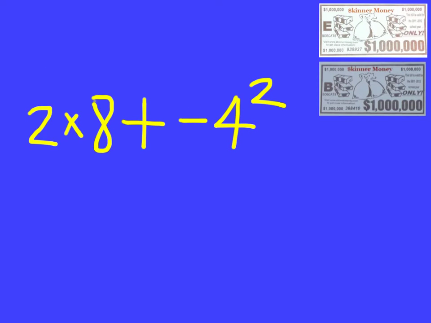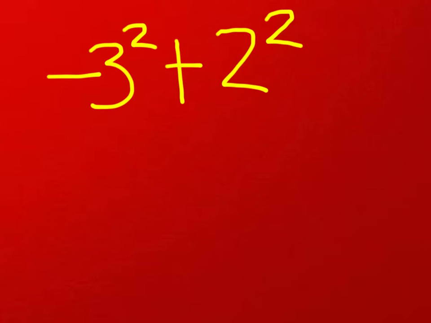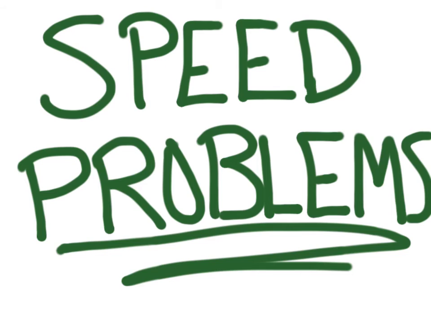Okay, practice problem number 2. So for this one we have 2 times 8. That's 16 plus, and this is negative 16. That's going to give us 0. Okay, the answer for this one is negative 5. And the answer for this one is negative 11.